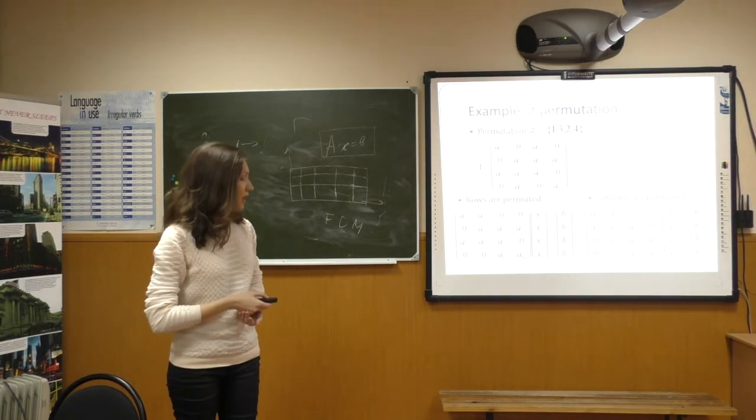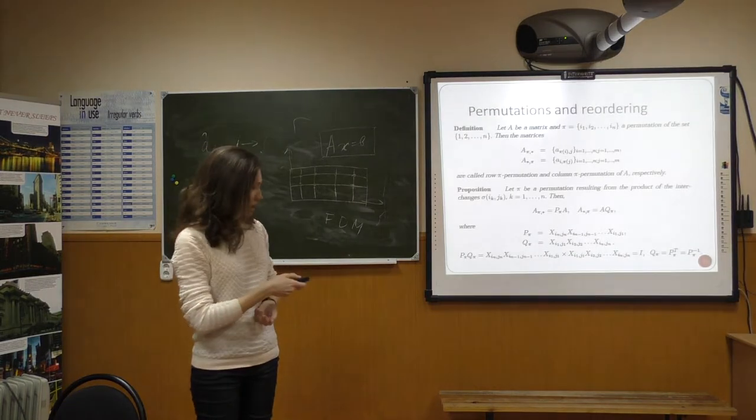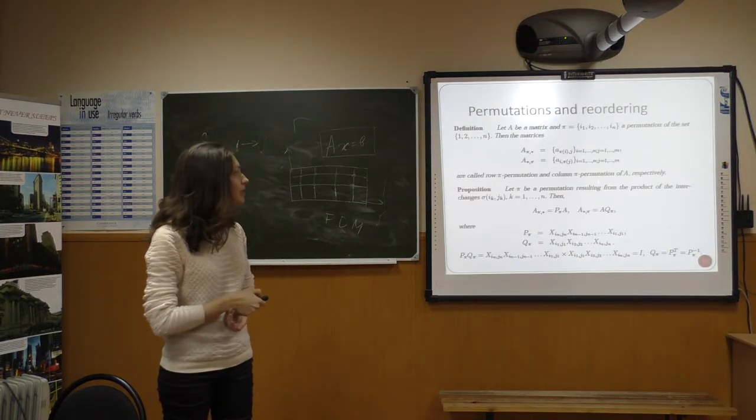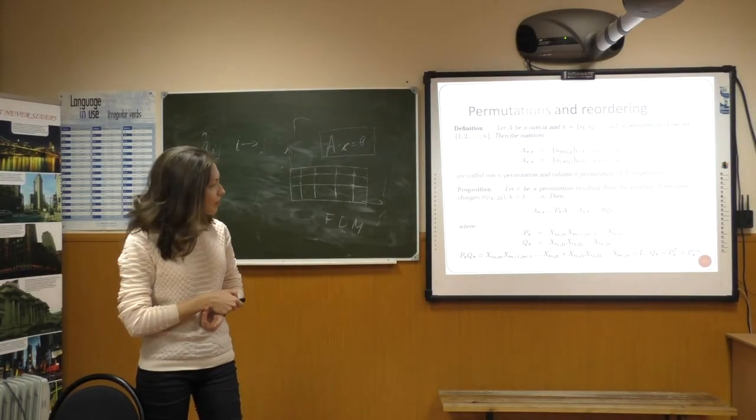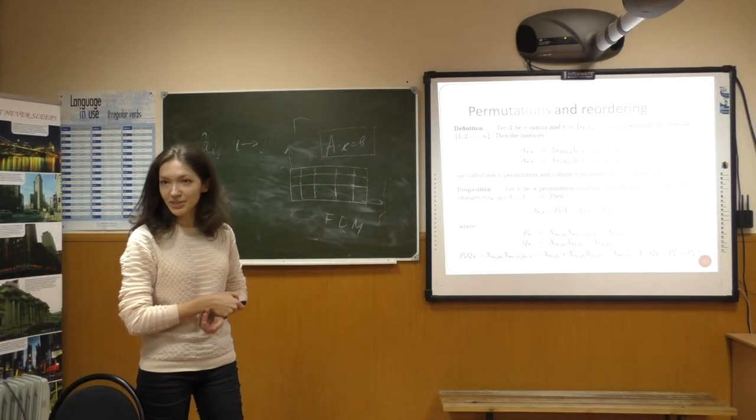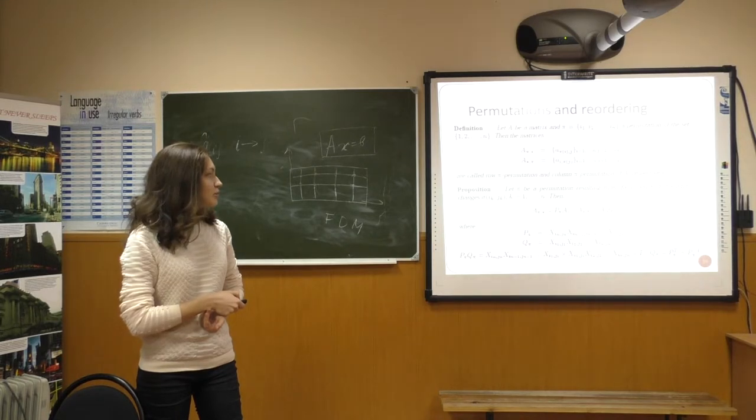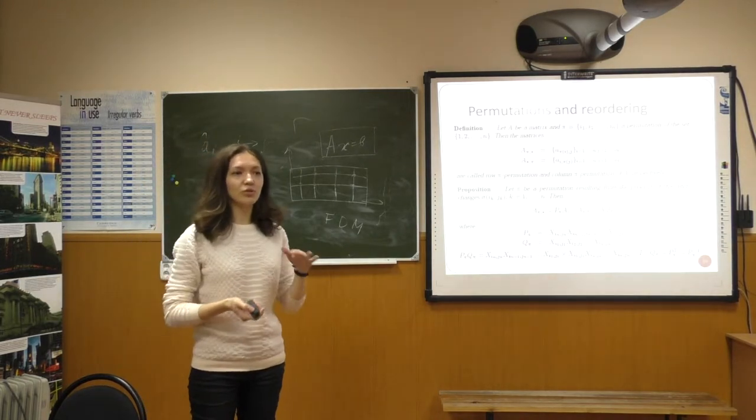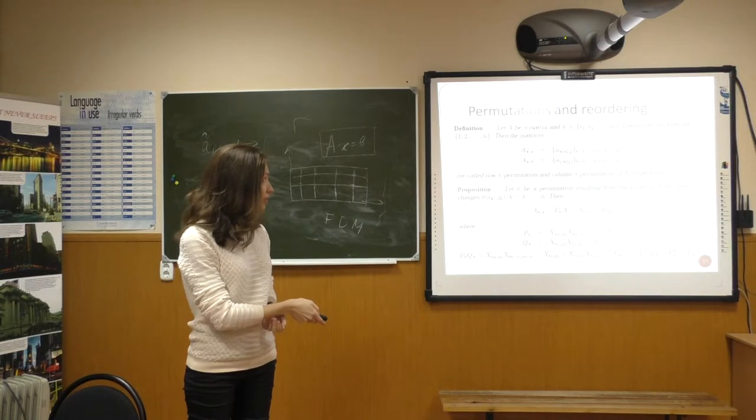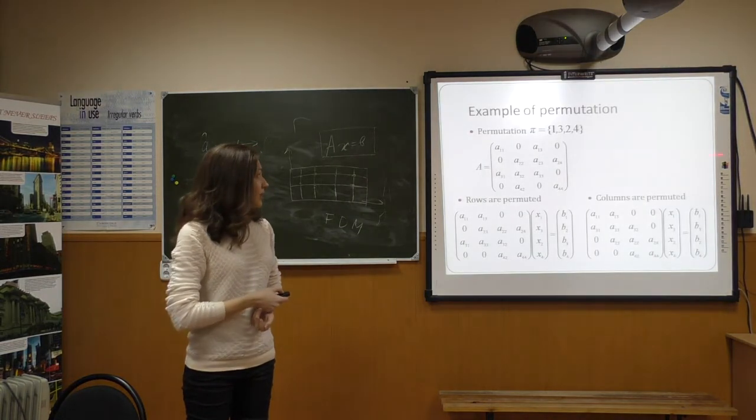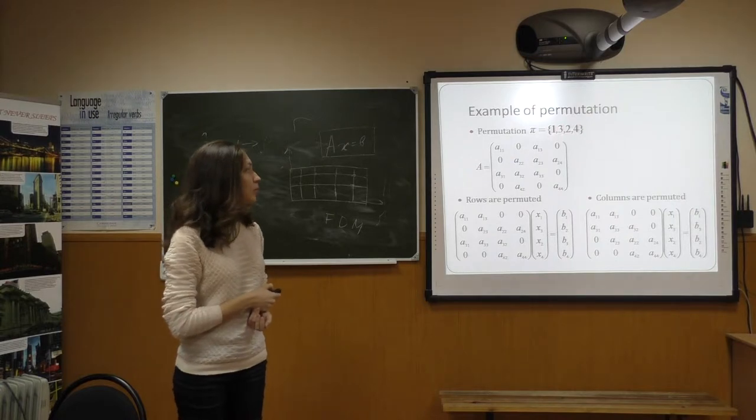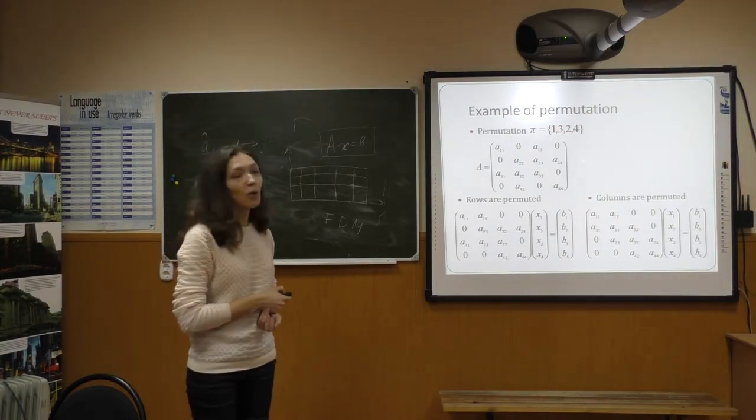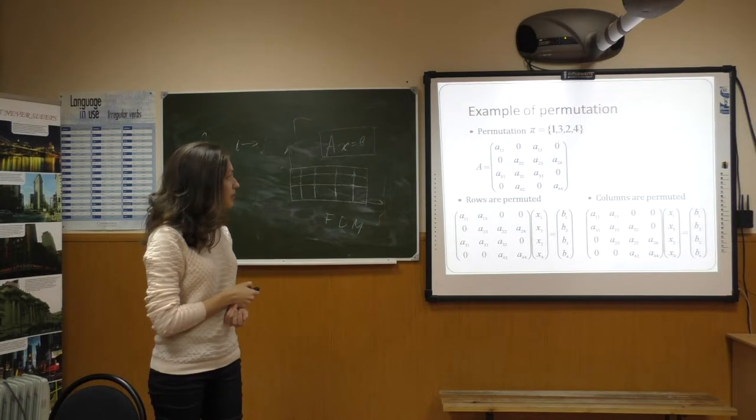We can multiply our matrix A by permutation matrices and obtain a matrix with permuted rows and columns. So let me give you an example. This is a simple permutation, 1, 3, 2, 4. This is an example matrix.